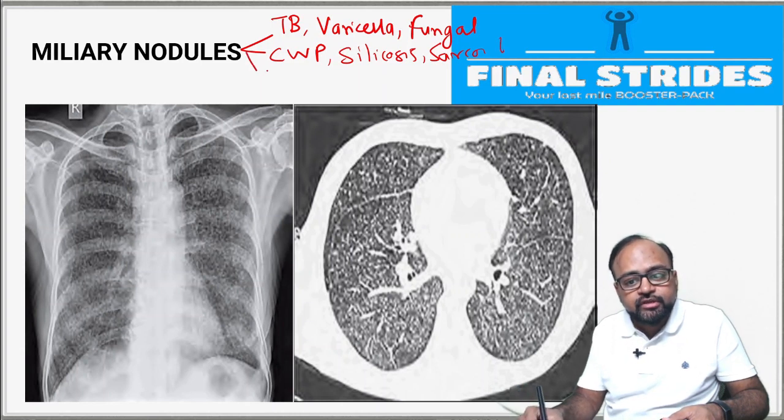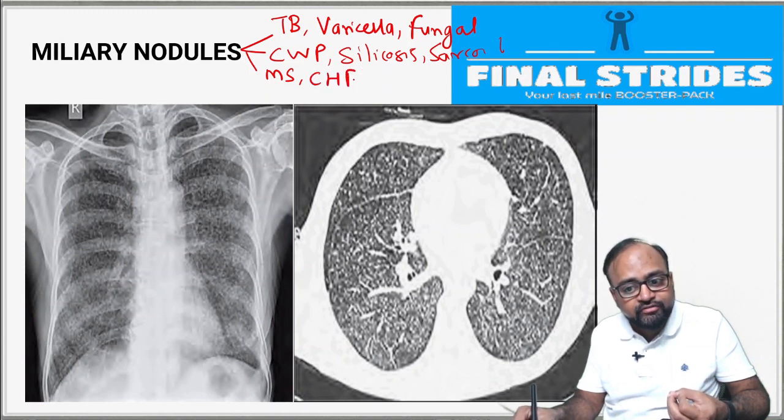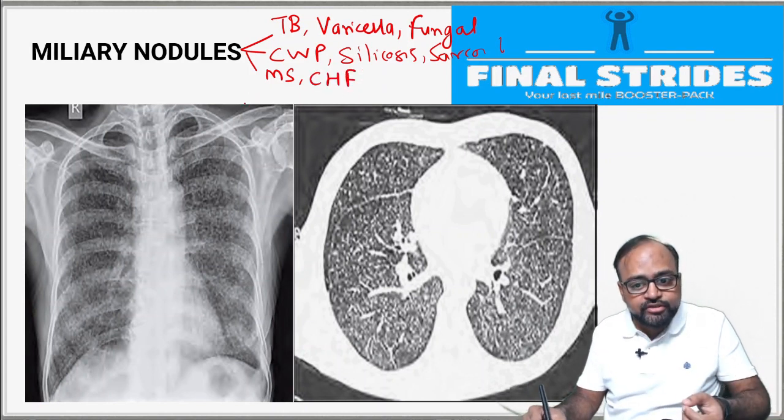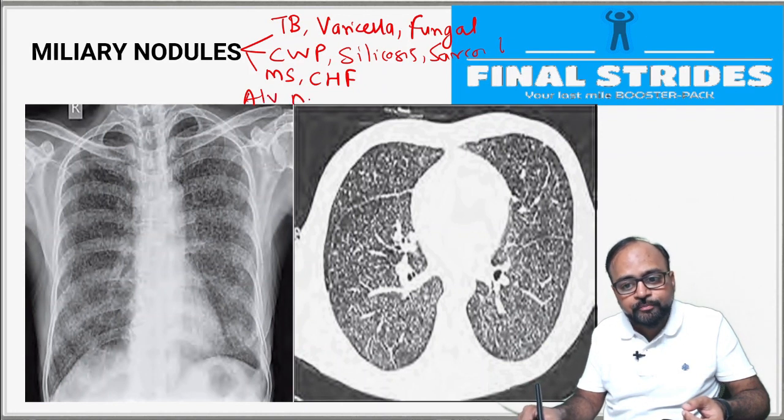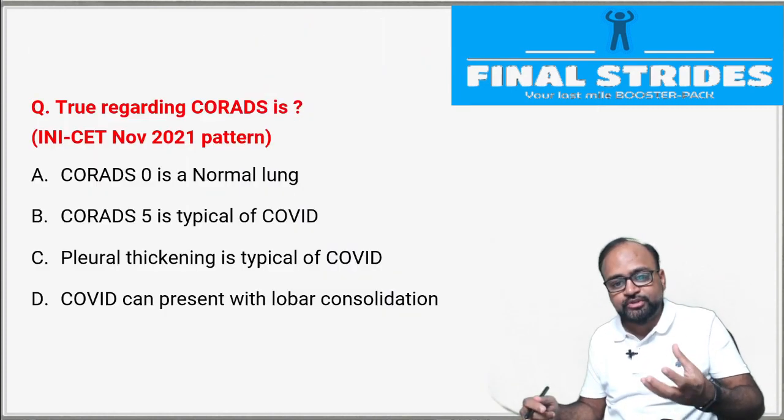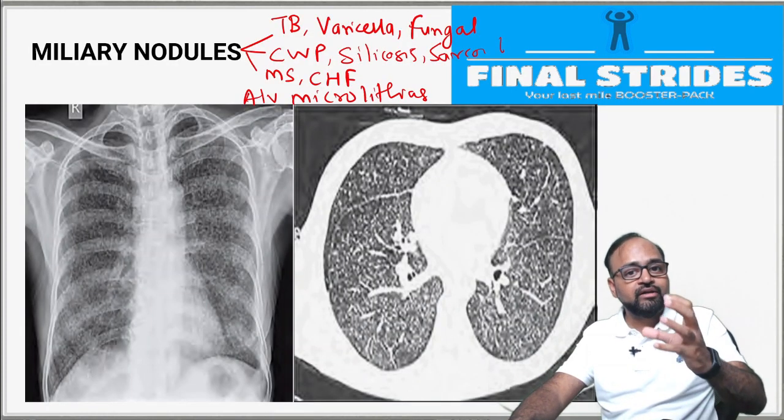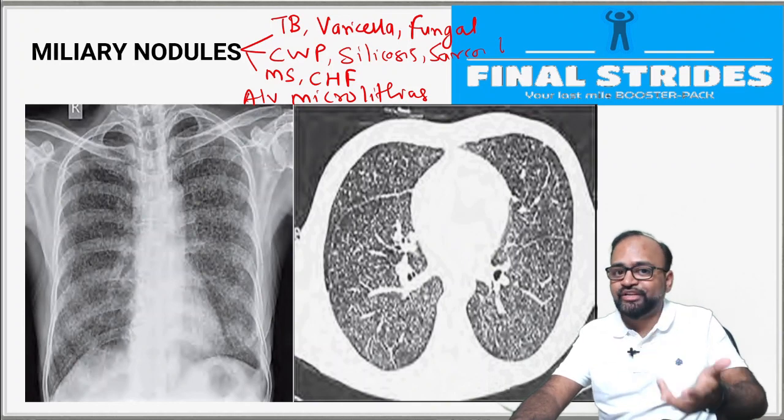It can be seen in chronic mitral stenosis, right? It can be seen in chronic congestive heart failure. It can be seen in miscellaneous conditions like alveolar microlithiasis, right? Some allergic pneumonitis also it can be seen. So these are all the underlying etiological causes of miliary nodules.